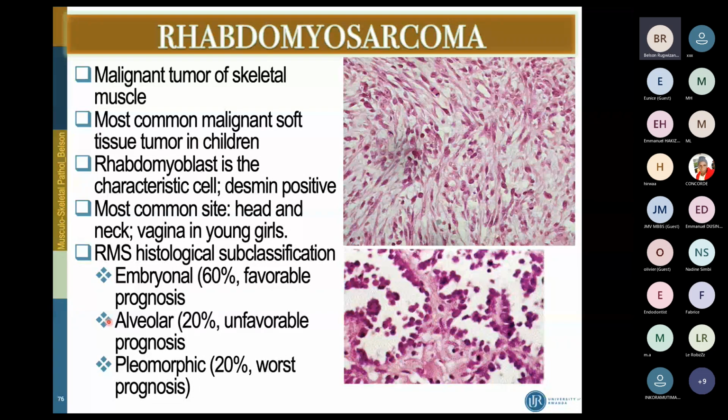So rhabdomyoblast niyo serire iba yatangiyeho bien sûr, and it is desmin positive, ndetse hari n'undi desmin. Me personally ntabwo nyikunda iyi marker kuyipima kubera it is not specific. So hari n'iyitwa myogenin niyo dukunda gukoresha at our hospital. So the most common site is the head and the neck, and in females it affects mainly the vagina. So harimo ubwoko bwinshi ukurikira histology.